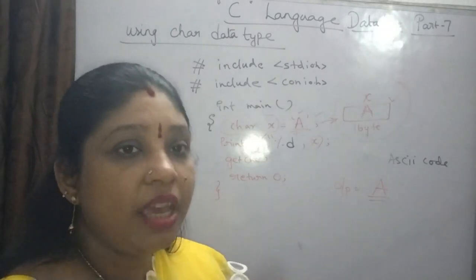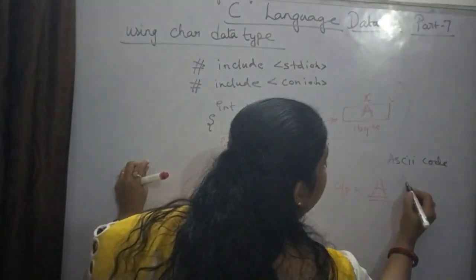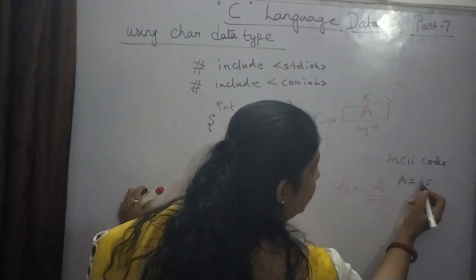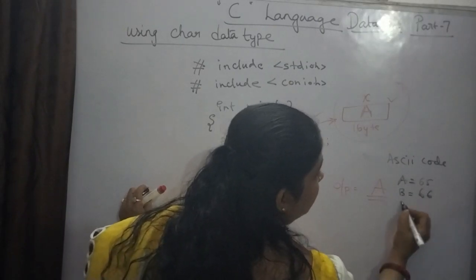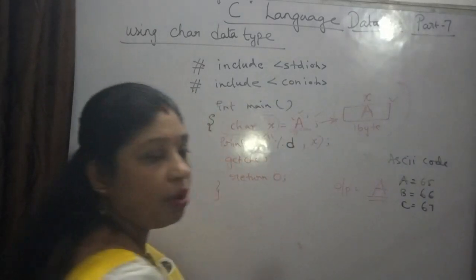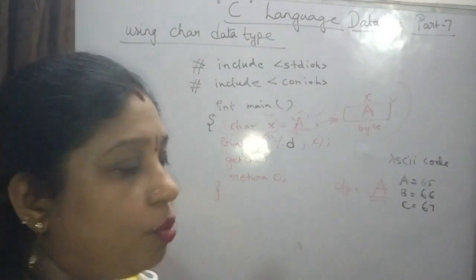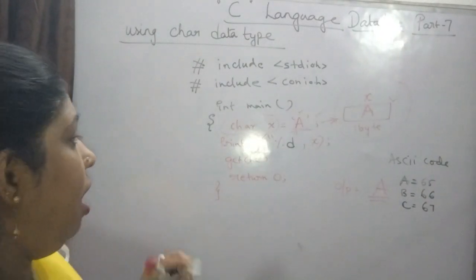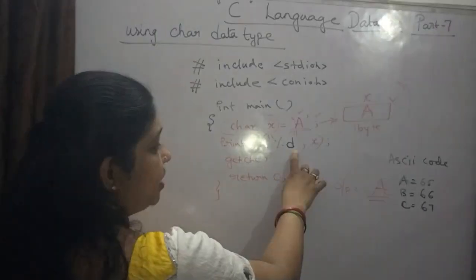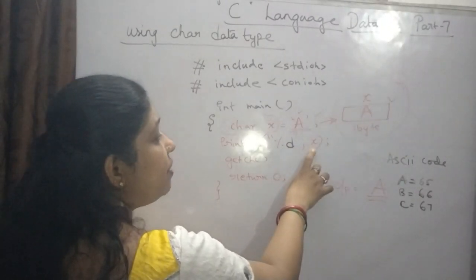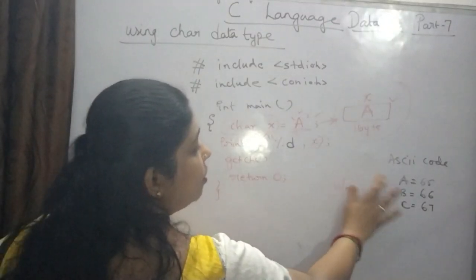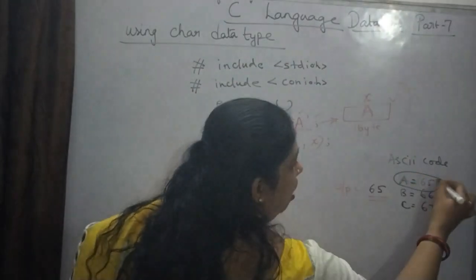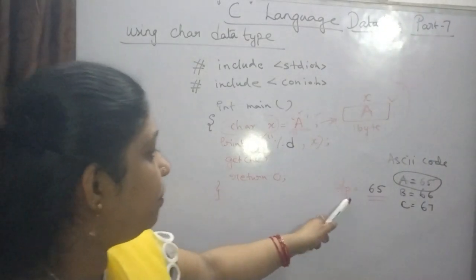Already I have given there. I have given A equal to 65, B equal to 66, C equal to 67. So like this you have numerical values, ASCII codes. So if you give %d here, that means it will not display this letter. The output will not be this one. Your output will be 65.